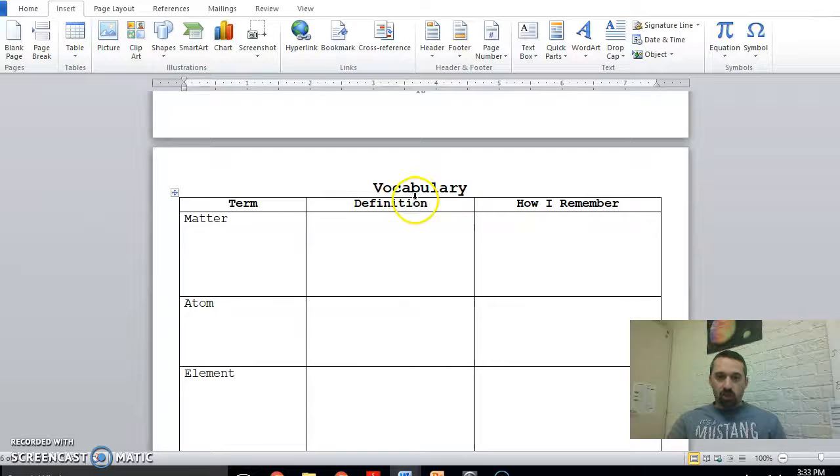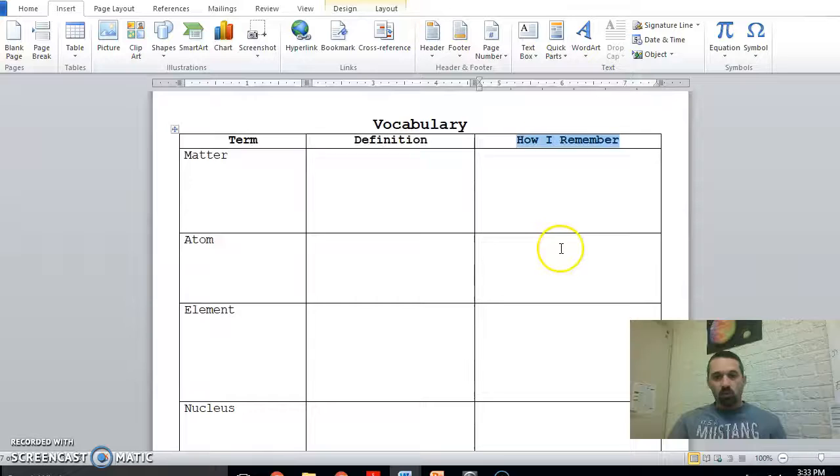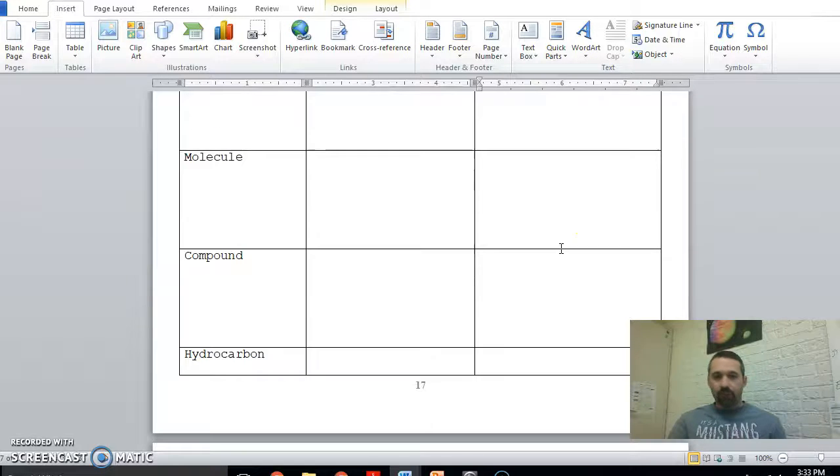So the first column right here, this definition, that's what you find from one of those resources. And then you need to put how you're going to remember it. Now, I looked around the room, and some of you on this "how I remember it" column wrote the same thing all the way down through here. No, that's not going to work, folks. Each one has to have a different thing.